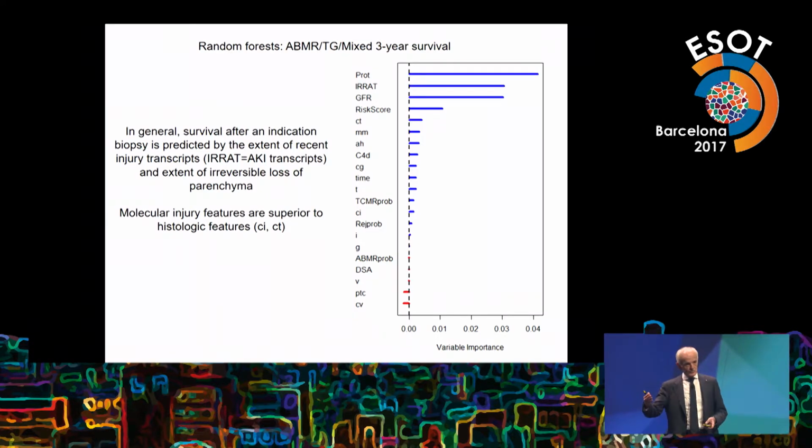If you instead do random forests and you put the injury and rejection information at the same time, and the conventional information that we always know predicts survival at the time of a biopsy, you get proteinuria, GFR. That's very reassuring. If you didn't get those, you'd be worried. And now the best thing is the acute injury response, the IRATs. Interestingly, in that model, the immunologic phenotyping doesn't have much of a role. It's how much damage the immunologic process is doing that determines prognosis.